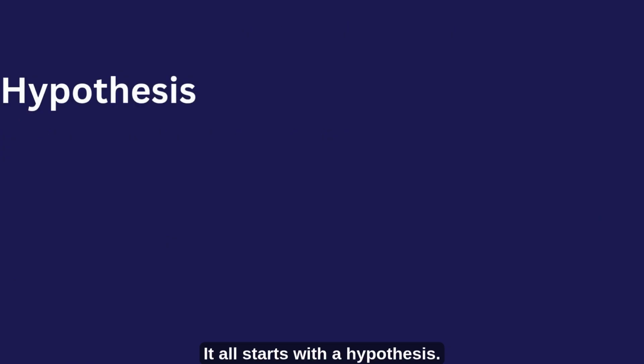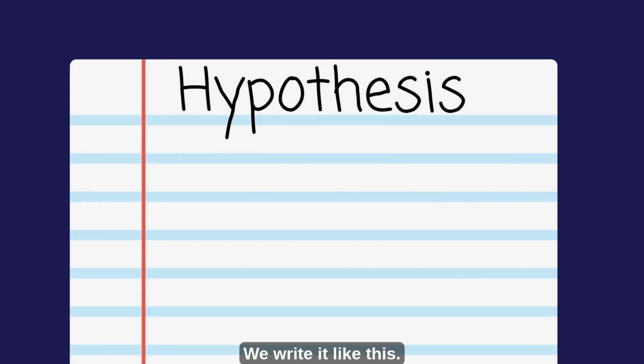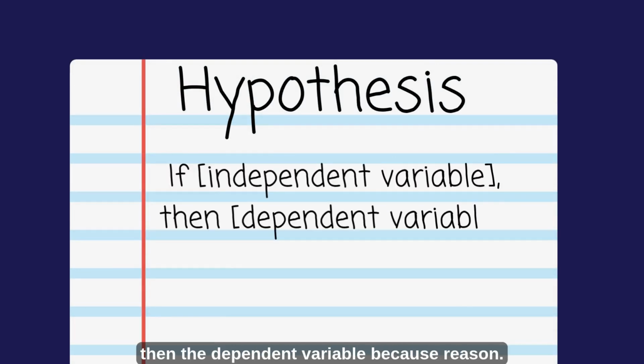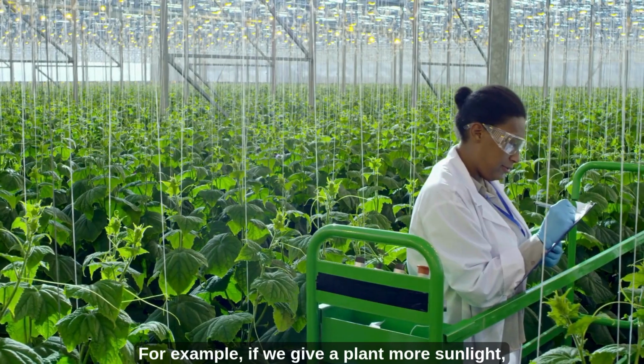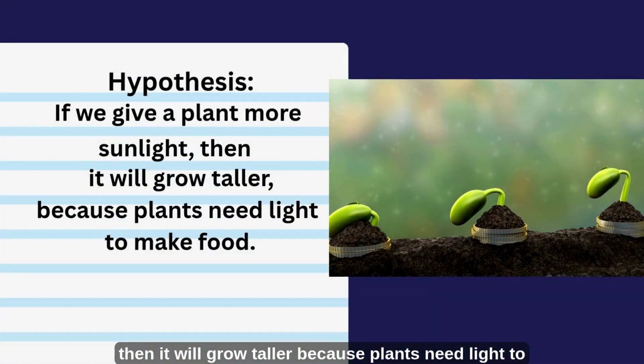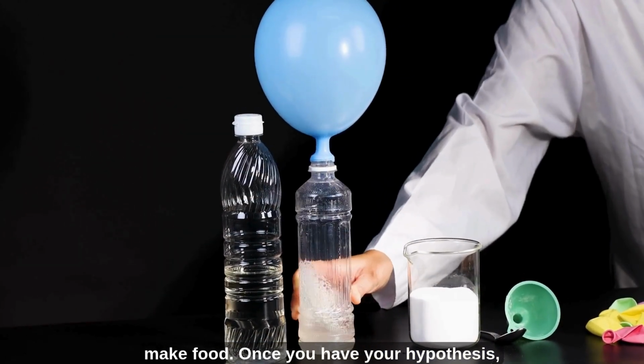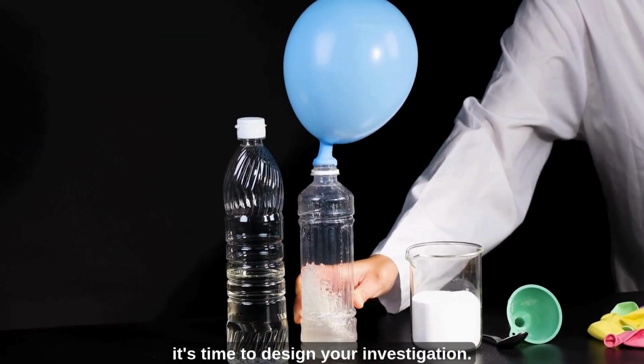It all starts with a hypothesis. A hypothesis is an educated guess, what you think will happen and why. We write it like this: If the independent variable, then the dependent variable because reason. For example, if we give a plant more sunlight, then it will grow taller because plants need light to make food. Once you have your hypothesis, it's time to design your investigation.